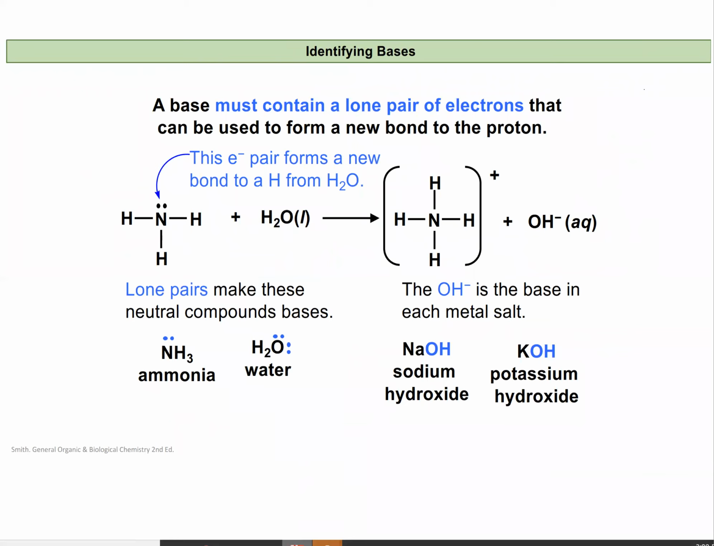So when looking at a group of molecules and trying to decide which one is actually a base, the trick is going to be that it must contain that lone pair of electrons. So some common ones that we see are nitrogens and oxygens with lone pairs. So ammonia is a nitrogen with a lone pair that can form a bond to a hydrogen. And its product, it adds this hydrogen right here, becomes NH4, ammonium.